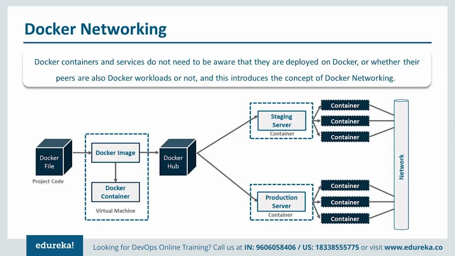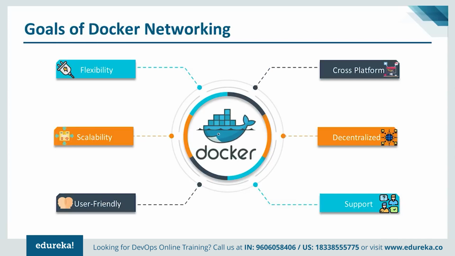So the communication channel between all the containers introduces the concept of Docker networking. Alright, so now what would be the goals of Docker networking? Docker is flexible, in other words, pluggable. By flexibility, I mean that you can bring in any kind of applications, operating systems, or features and deploy them in Docker.